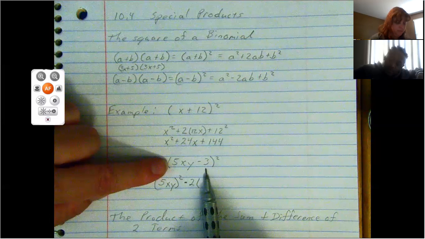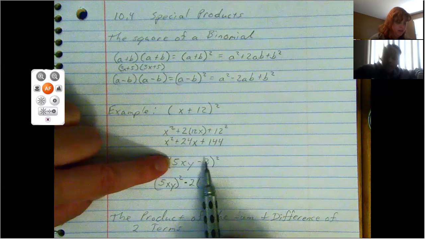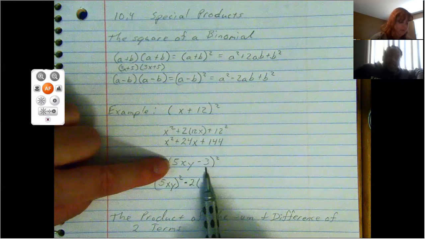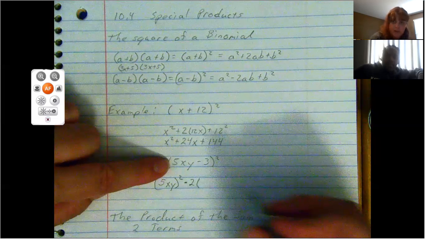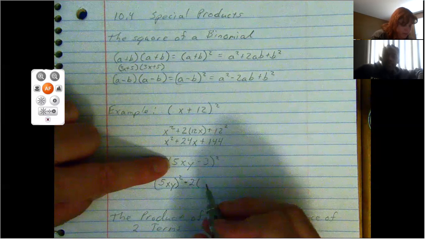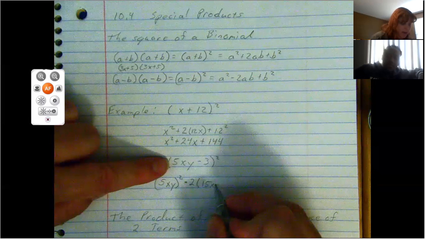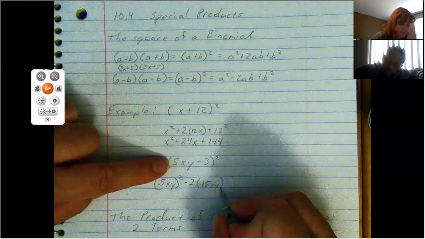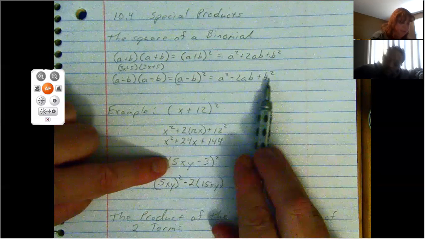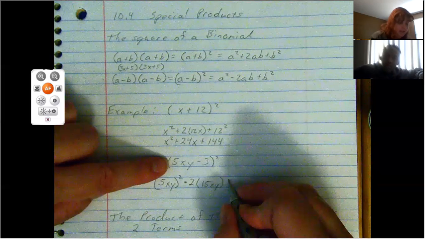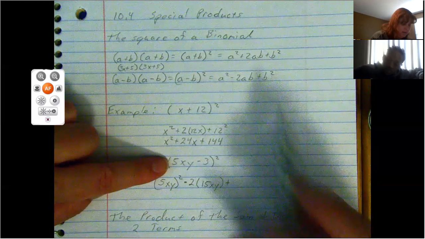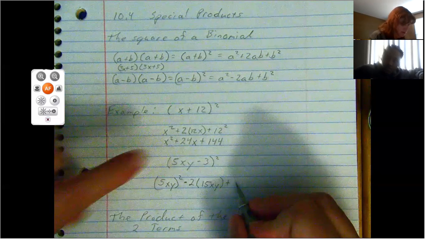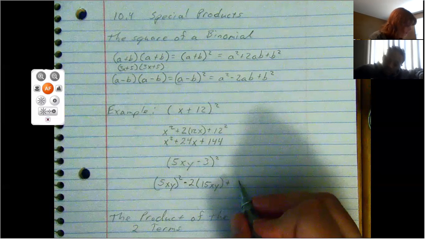3. Because we have to multiply these two together. 3 times 5 would be negative... say it again. Negative 15. So it's going to be 15xy. And then the last term is going to be plus. And that's going to be our b squared. Which would be what?